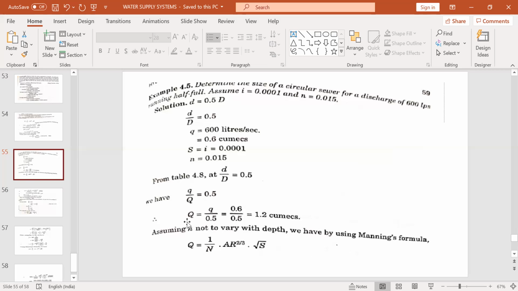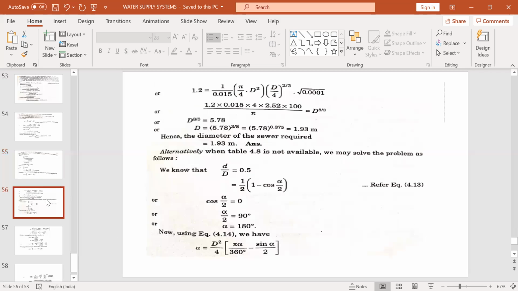And we know what is the full discharge when the pipe is flowing full. What is the discharge? We have found out this. So using this formula, Q equal to 1 by n A R to the power 2 by 3 S to the power half.